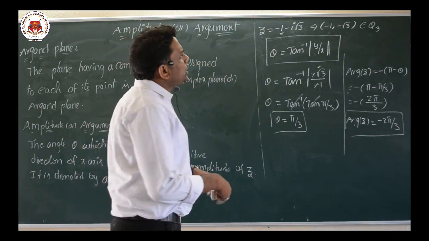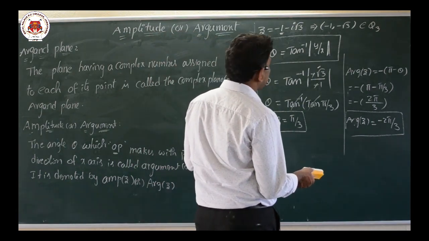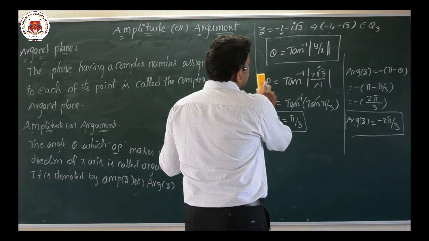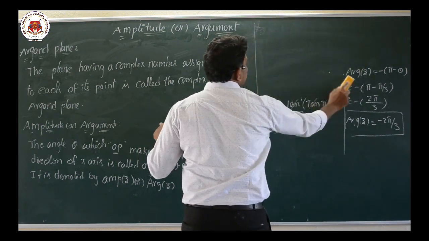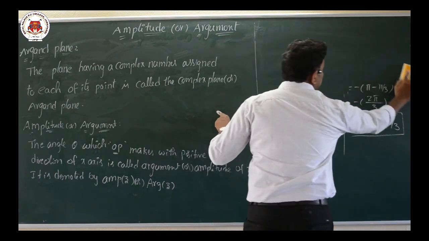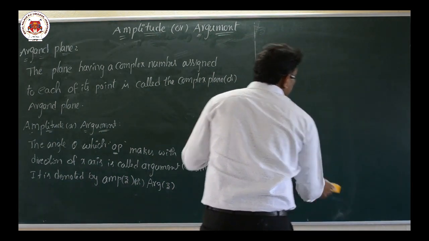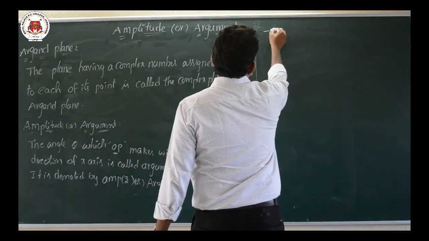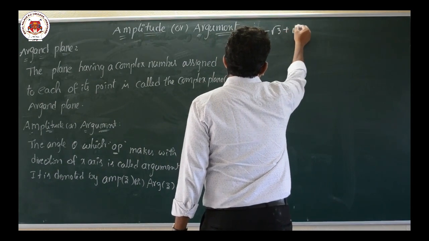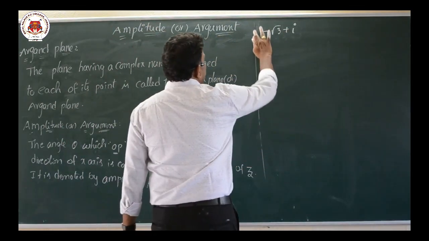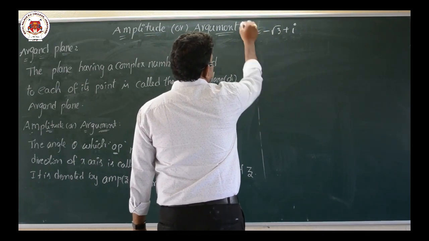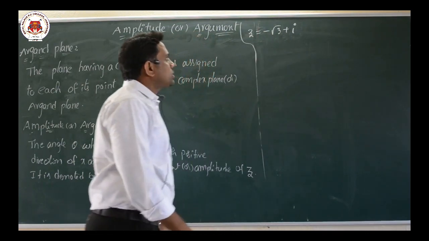Now we will take some more examples on this model. One more problem I am going to take here. Please note it, all these problems are very important for competitive exams also. So minus root 3 plus i is there. First of all, this is a complex number, always indicated by z. So z equals minus root 3 plus i.